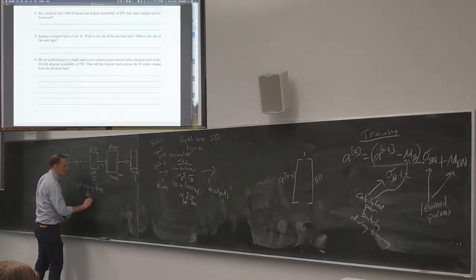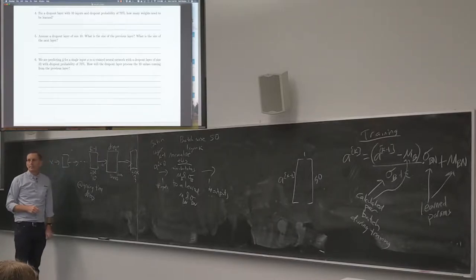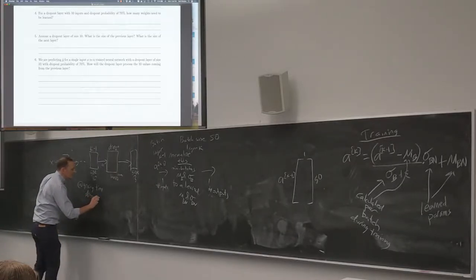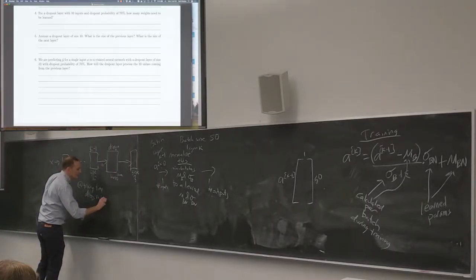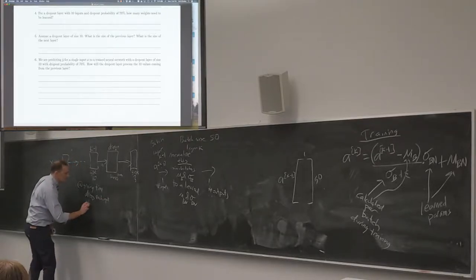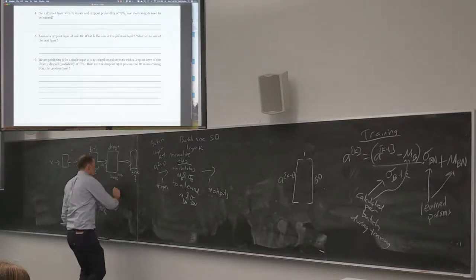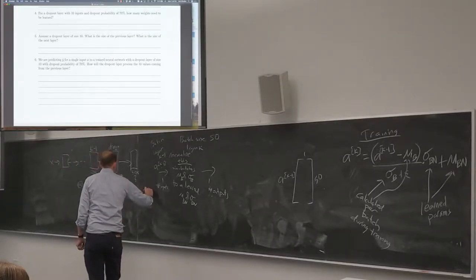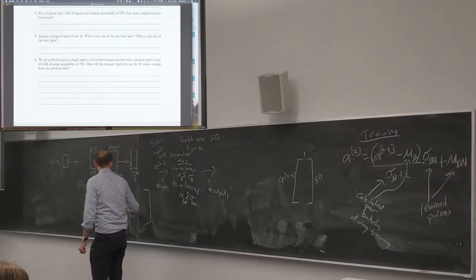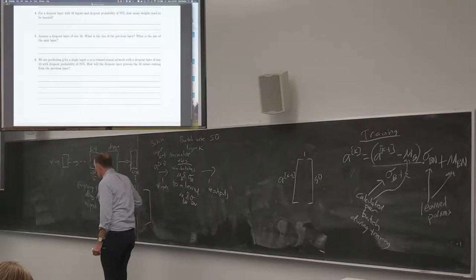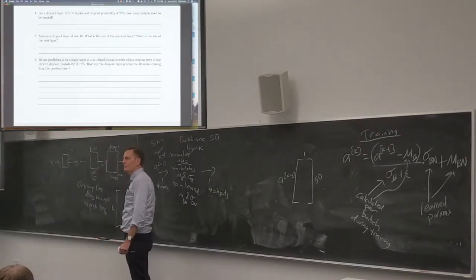So at training time, drop each input with probability 70%. Could our input look like this, where it's 10 wide and 5 high? What would that mean? That'd mean a batch size of 5.